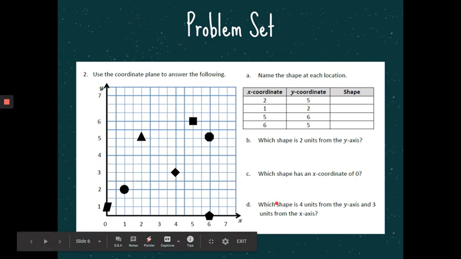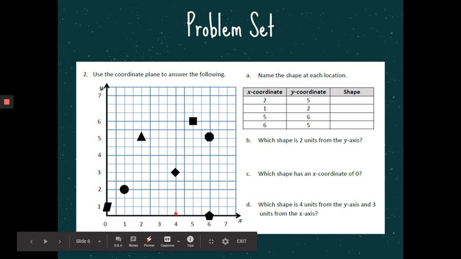I know it's very tricky, but it's okay. We're gonna keep working on it. We're gonna get through it. Okay, so it's asking us which shape is 4 units from the y-axis. This means that it's going to be 4 horizontally. It's going to be right here. And then it says 3 units from the x-axis, which means it goes up 3 units from where it is.